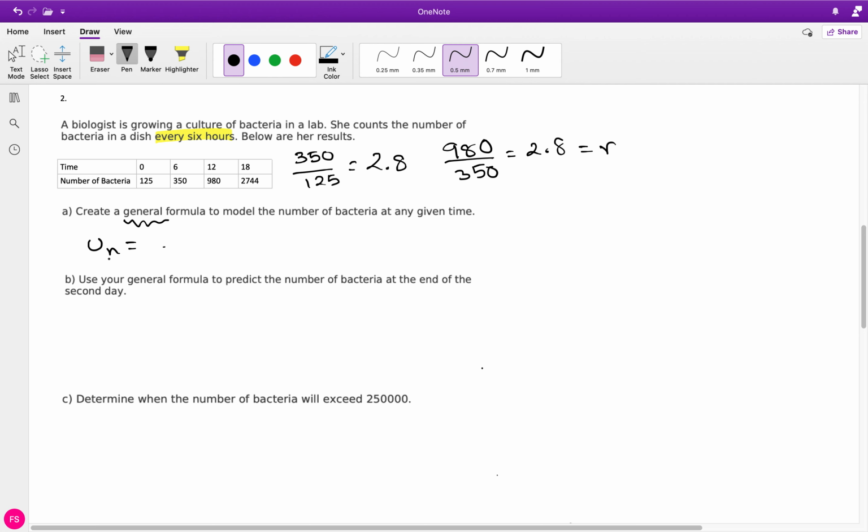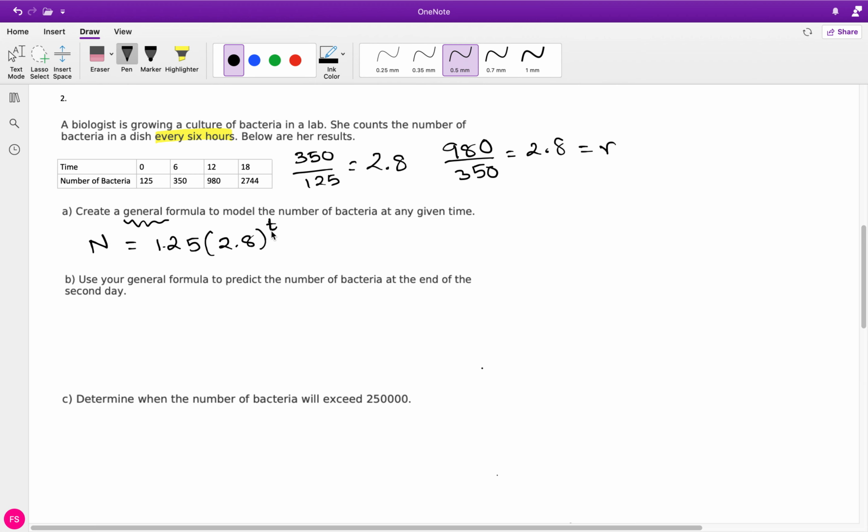So I'm just going to use this formula. un equals the first term, which is 125, times r, which is 2.8, to the power of, instead of n minus 1, I'm just going to use t, because it says to model the number of bacteria at any given time. But when you find a general formula like this, when you have a model of your own, you need to mention what these things mean. So instead of un, I'm just going to write n.